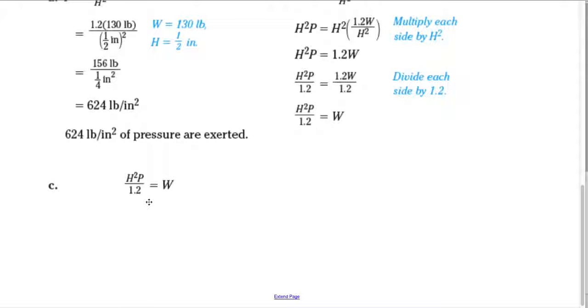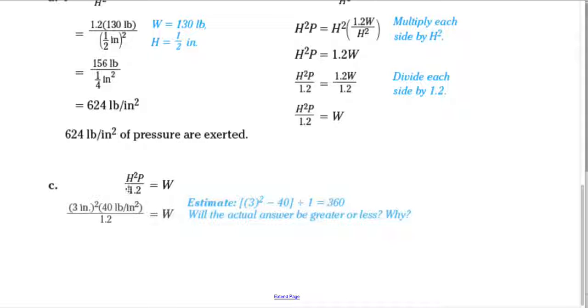Just by using that formula, W equals H squared P all over 1.2, we end up substituting the values for H, which is 3 inches, squared. Pressure is 40 pounds per square inch, over 1.2. You end up with 360 pounds over 1.2.